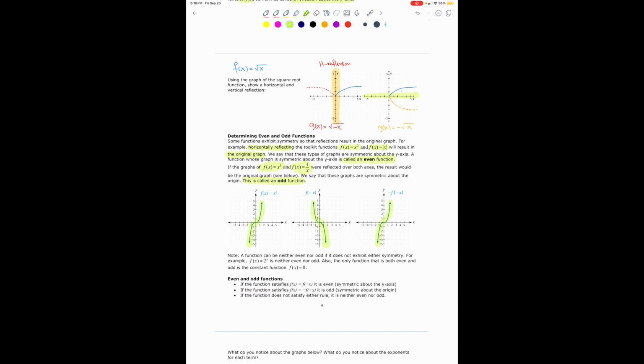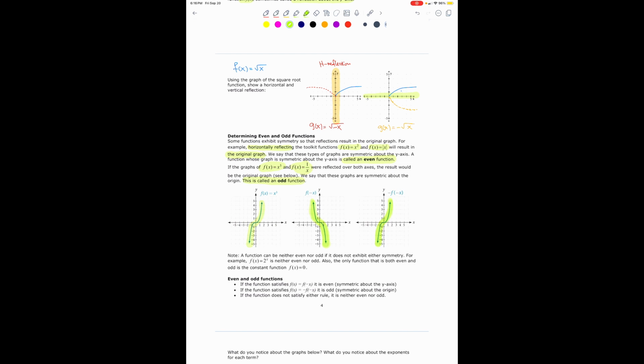So after two transformations, reflection about the y-axis and then reflection about the x-axis, the function returns to the original shape, and this is called an odd function. Note that a function can be neither even nor odd if it doesn't exhibit either symmetry.